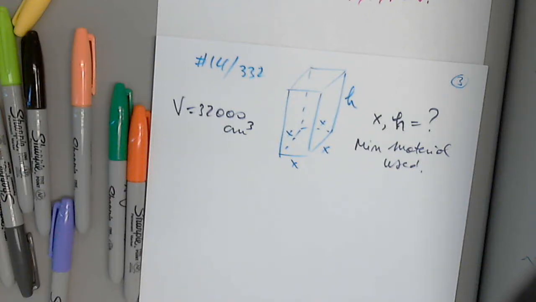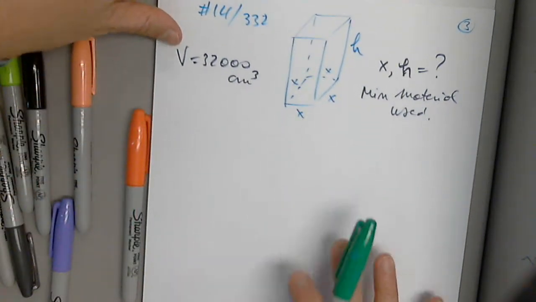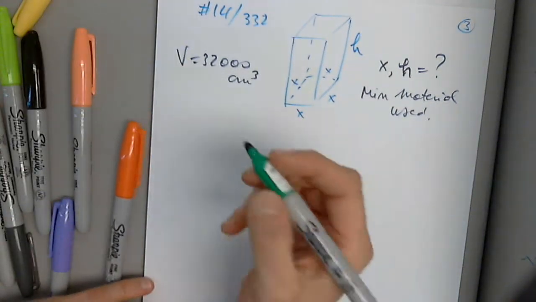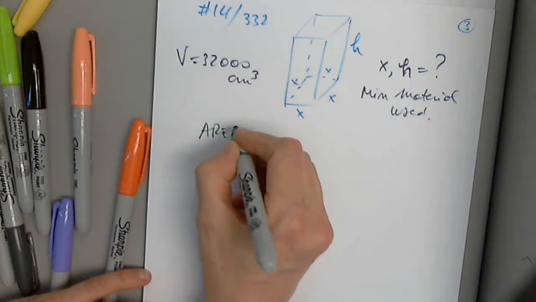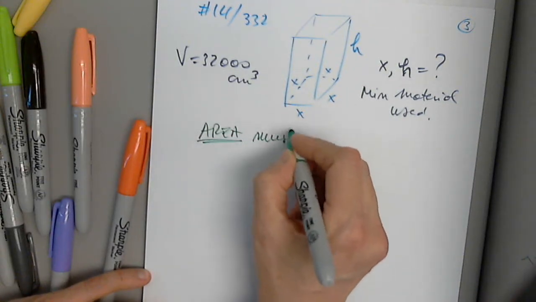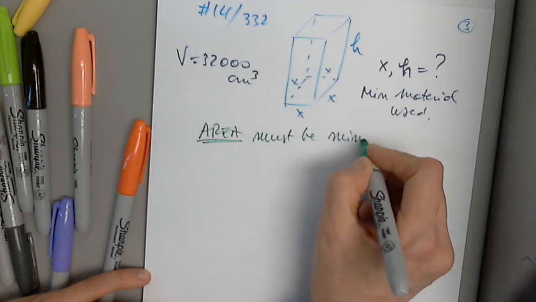So then, first of all, I'm asking myself, what type of function am I looking for that I need to minimize? When we talk about surface or material, the area? Very good. That's the first idea that has to come to our minds immediately. Area must be minimized.